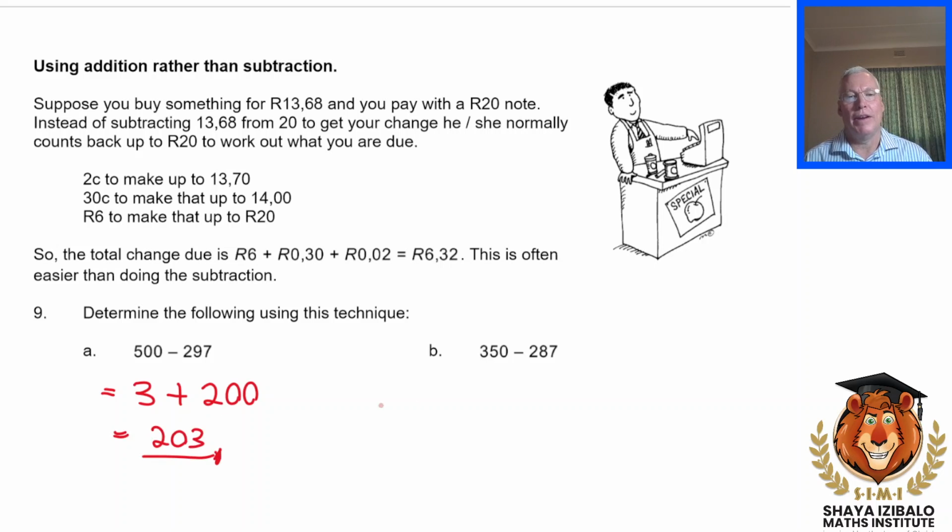And I think you would agree that's much simpler than doing the subtraction. Okay. Right, let's do another one before we ask you to try some. 350 minus 287. All right, well, we need 3 to make 287 up to 290. What do we need to get from 290 to 300? We need 10. And to get from 300 to 350, we need 50. And there, if we add all of those up, 50 and 10, 60, 63, we get our answer.